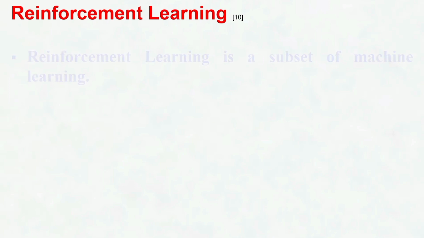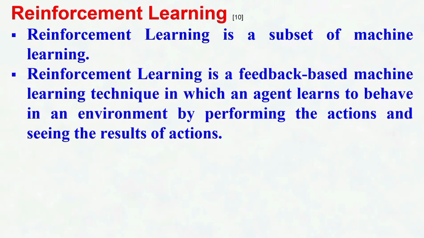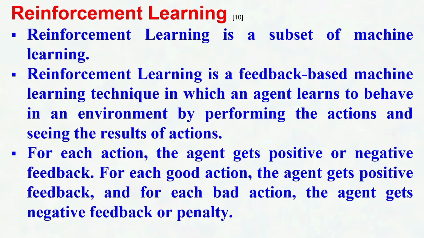Let us see what reinforcement learning is. Reinforcement learning is a subset of machine learning. Reinforcement learning is a feedback-based machine learning technique in which an agent learns to behave in an environment by performing actions and seeing the results of those actions. For each action, the agent gets positive or negative feedback. For each good action, the agent gets positive feedback, and for each bad action, the agent gets negative feedback or penalty.